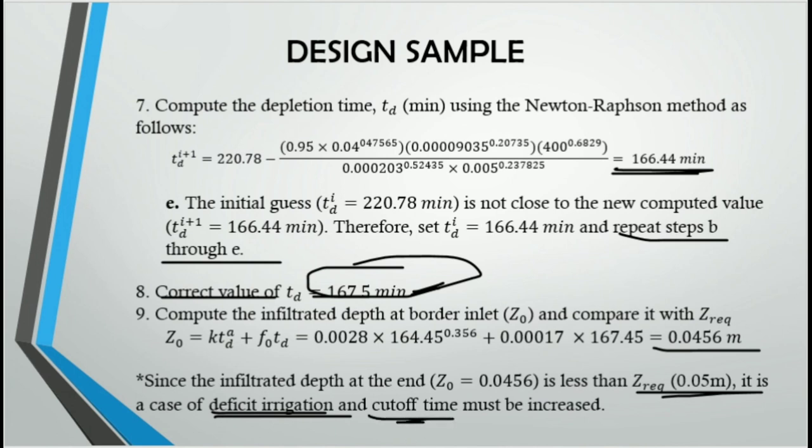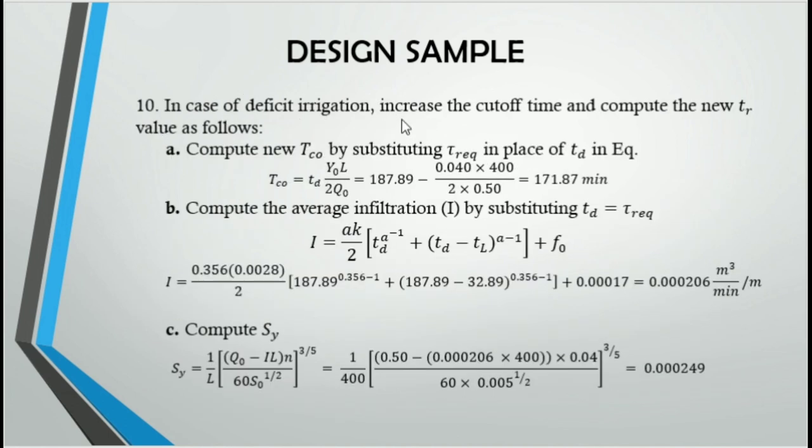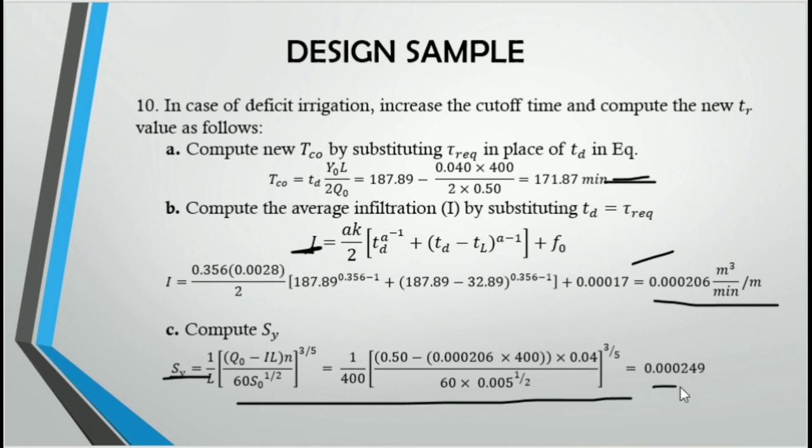So here on the next slide, in case of deficit irrigation, increase the cutoff time and compute the new recession time. So, following letter A, compute the new cutoff time by substituting TREC in place of TD using this equation, and then you will get a result of 171.87 minutes. And compute the average infiltration I by substituting TD equal to TREC. You can compute your I using this equation and you will have a result of 0.00206 cubic meter per minute per meter. And compute again your water slope using this equation, and you will have a result of 0.00249.